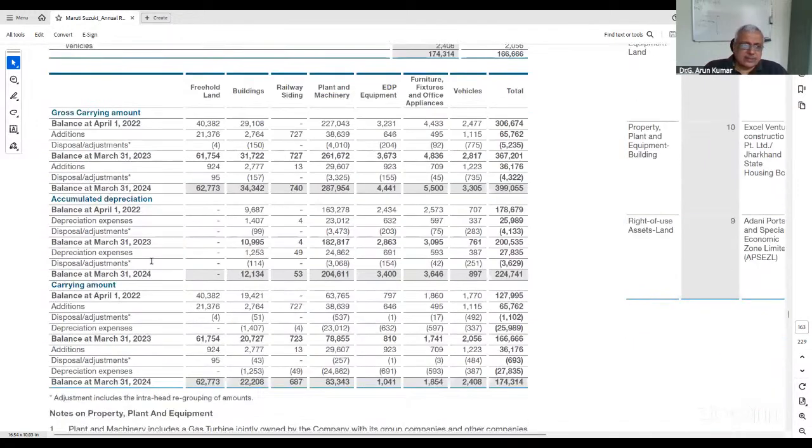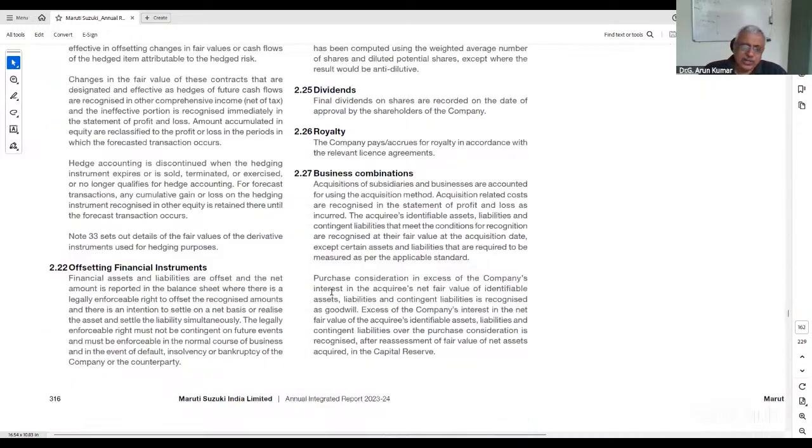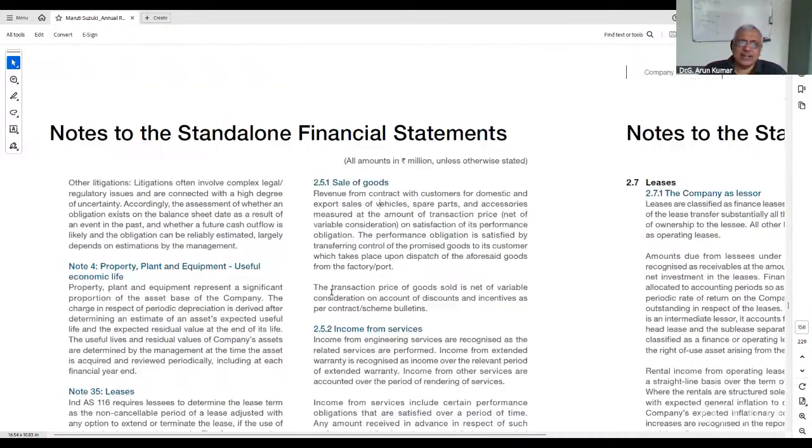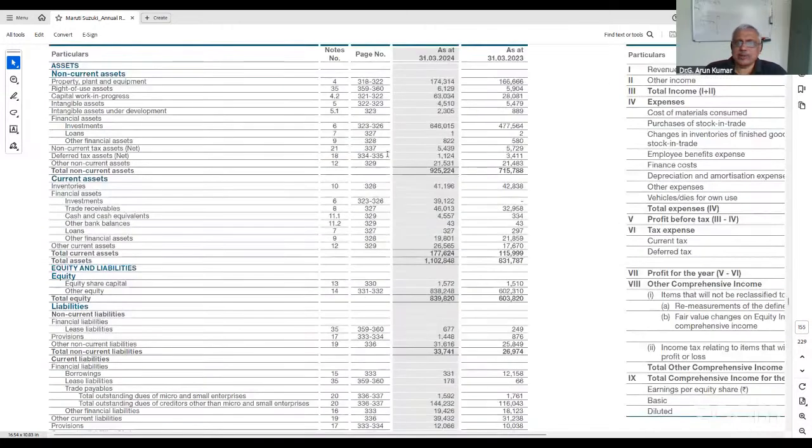Yeah. What we see here is that we looked at only the plant and machinery. What you see there is aggregated, consolidated, all of these put together: freehold, land, building, siding, everything. That is 174,314, and that's exactly the number you saw here.